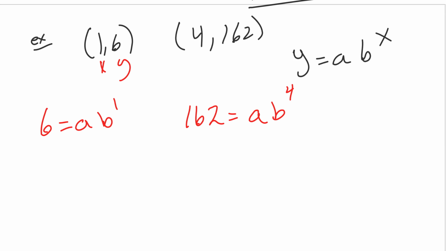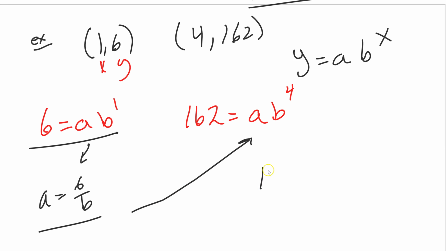So this is something you can see all the time. No matter what numbers you plug in, you can work the exact same way. Now we're going to solve for one of them. Let's solve for a here. I just think it's the easiest. So a equals, divide by b, 6 over b. That's it. Can't do anything else. Plug it in. So I'm going to get 162 equals 6 over b, times b to the 4th.